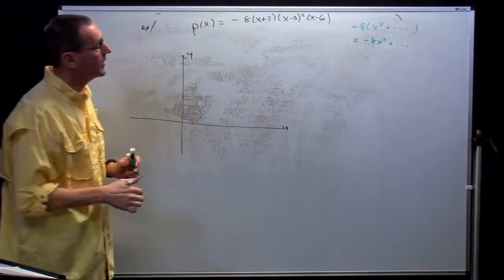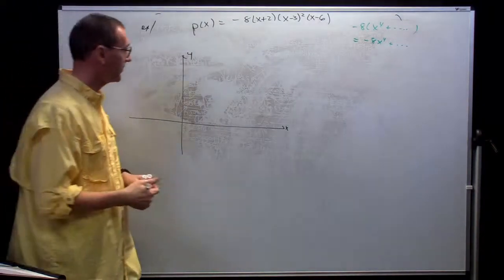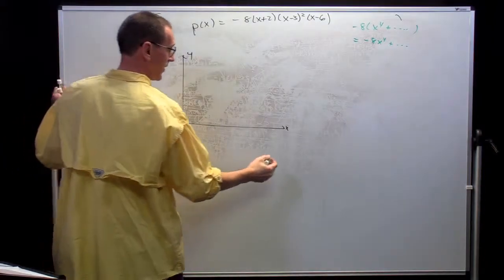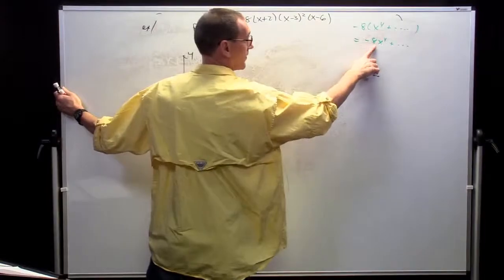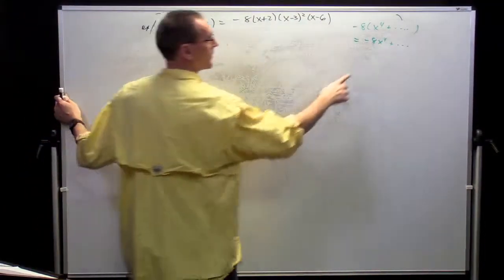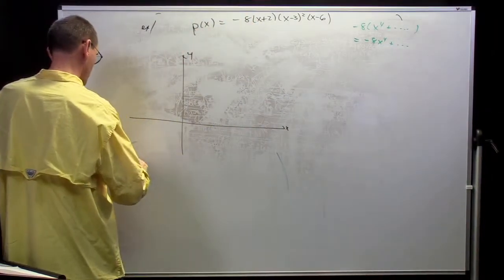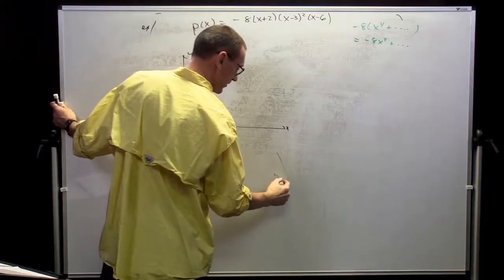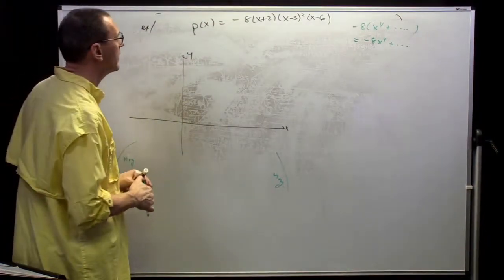So if I expand everything and FOIL it out, I'm going to get a minus 8 times x to the 4th plus stuff. That means that out here it's going to be negative. If x is very large, I'm going to have positive times negative. If I'm out here, x is very negative, x to the 4th is going to be positive times negative. So it's going to be looking like that. Out there it's going to be negative, out here it's going to be negative.